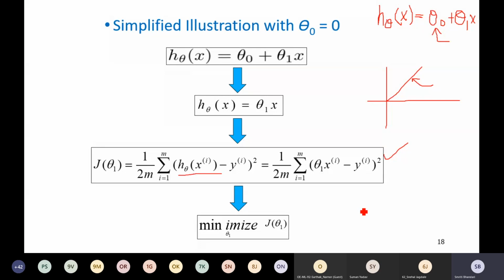Got it? What we would like to do, in this case, is minimize this J of theta 1, because this is now my objective function. After minimizing this J of theta 1, I'll come up with the optimal value of theta 1. Theta 0 right now is 0, right? So I'm optimizing this function for theta 1.